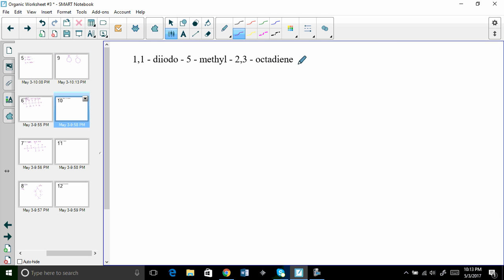Okay, now we're getting longer. Ene means double bond. Diene means 2 double bonds.